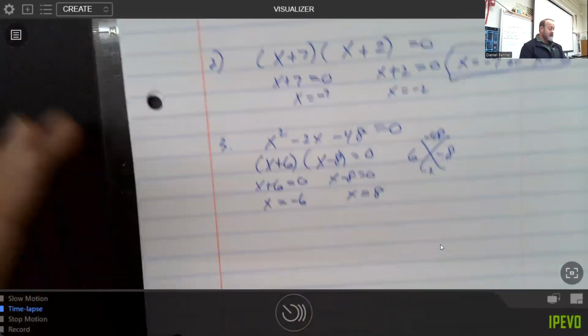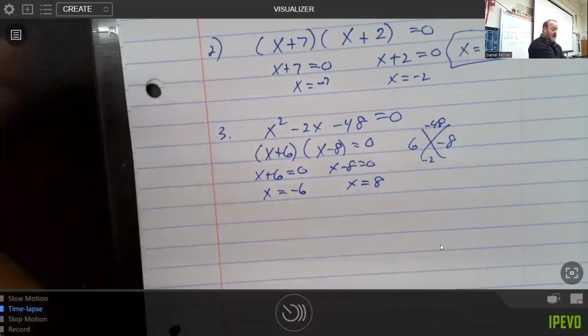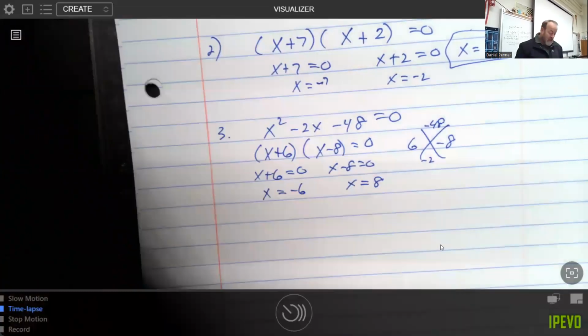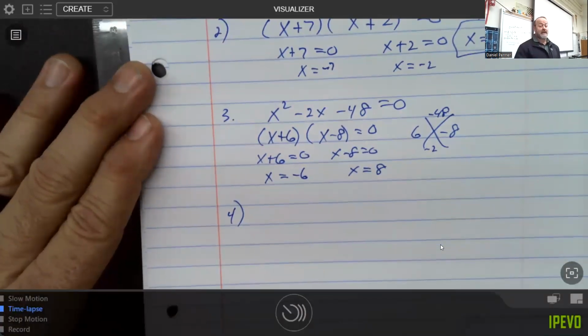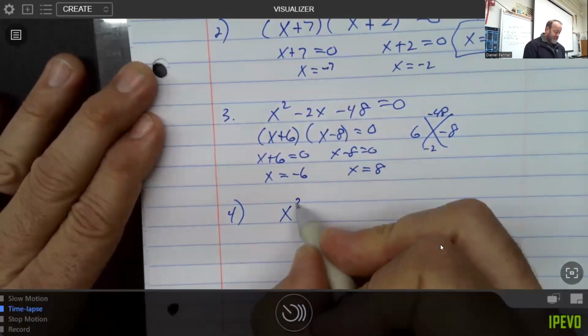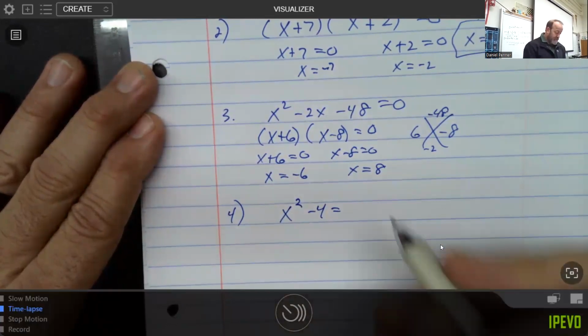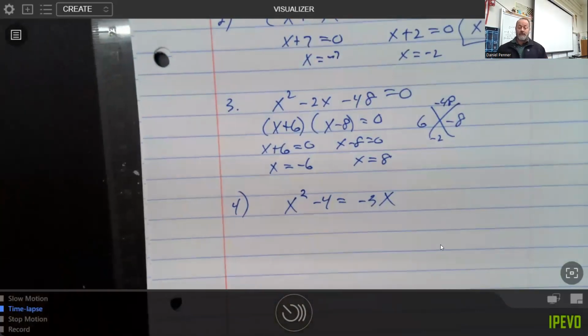Now, sometimes we're not that fortunate to have a problem that is set up quite so well. Sometimes you have a problem that looks a little bit different and it doesn't look like the zero product property. Let's say I have this problem right here and I want to know when is x squared minus 4 the same as -3x. Well, that's a problem. I don't know how to figure that out at all.